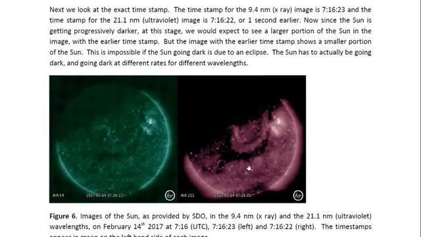And we see the images down here. This is the X-ray image. This is the ultraviolet image. We look at the timestamps 7:16:23 and 7:16:22. Now, the Earth's atmosphere absorbs X-rays. So it's not possible to see any portion of the sun through the Earth's atmosphere in X-ray radiation. So that means that the Earth would be covering this part, including its atmosphere. No extra portion of the sun could be seen because no X-ray light goes through the Earth's atmosphere.